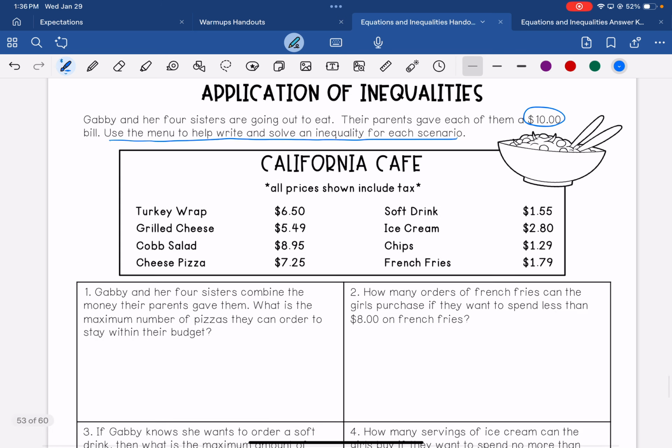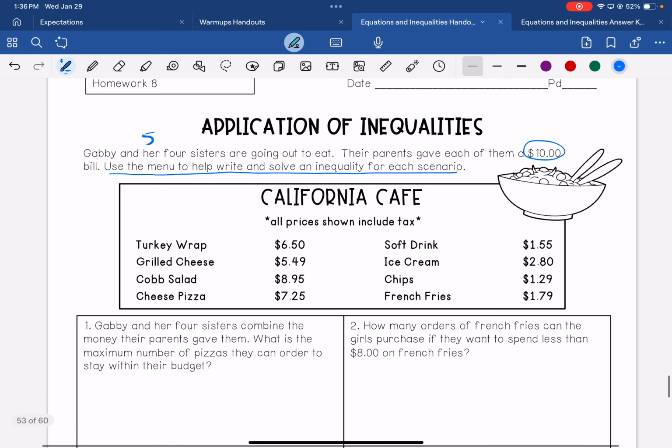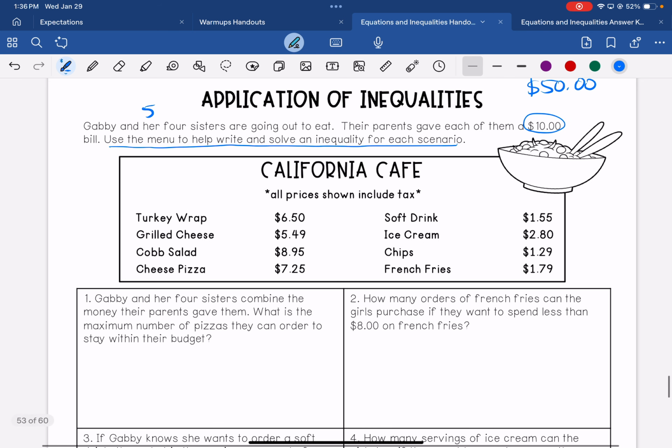So be careful with this one. There are a total of 5 people going out to eat. They each get $10, okay? So the total that they have with all 5 of them would be $50, okay? So be careful when you're trying to figure out the inequality and solving the inequality.